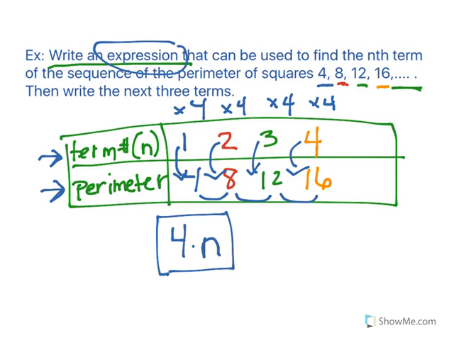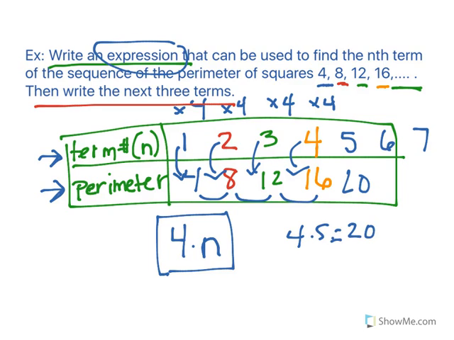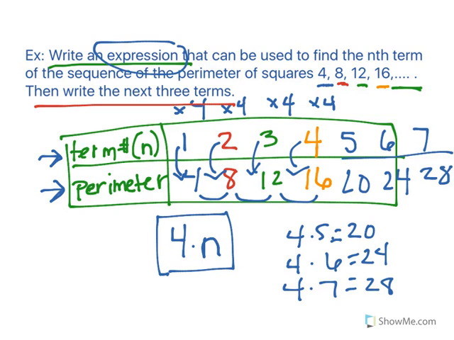So now the second part of this problem says, then write the next 3 terms. Okay, so if I'm going to find 4, 5, 6, and 7, those are the next 3 terms. So I'm going to plug in, 4 times 5 equals 20. 4 times 6 equals 24. And 4 times 7 equals 28. And those would be the final 3 terms of my sequence.